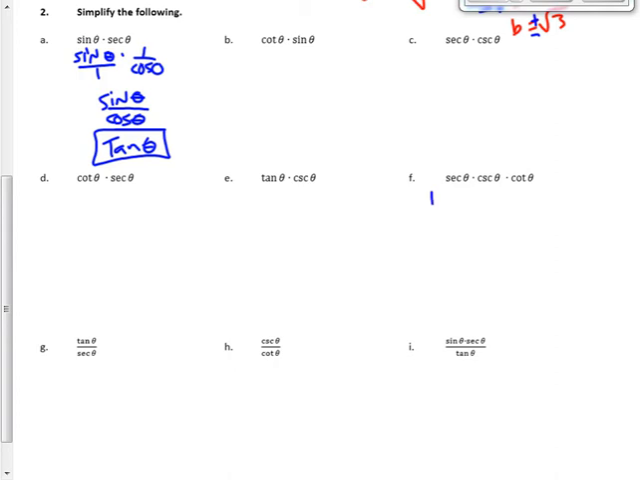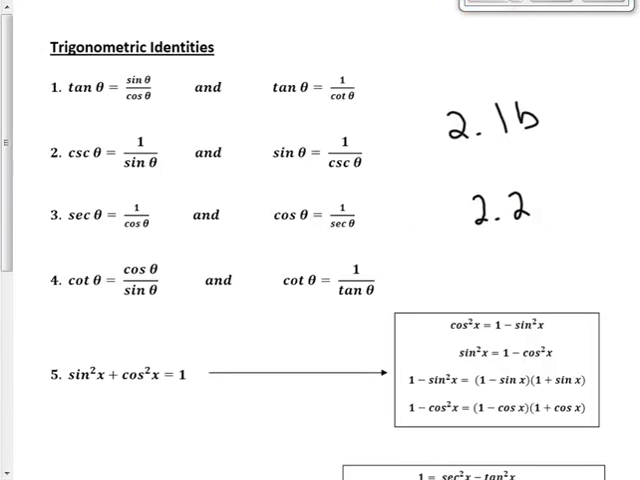Okay, and so we'll do one like f here. So I've got secant, 1 over cosine, times cosecant, which is 1 over sine, times cotangent, which is cosine over sine. Where did all those things come from? They come from here. Here's cotangent. We had secant and cosecant. All of those things are right on the sheet, so they're available to you if you didn't remember them.